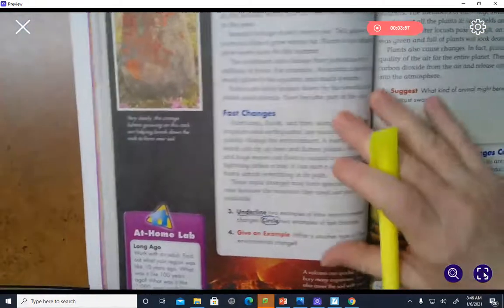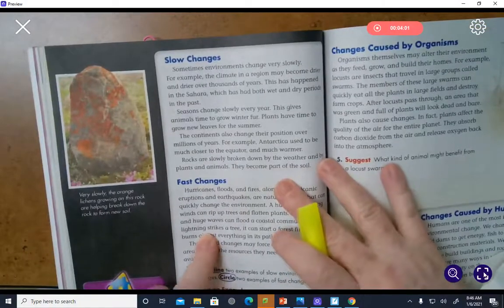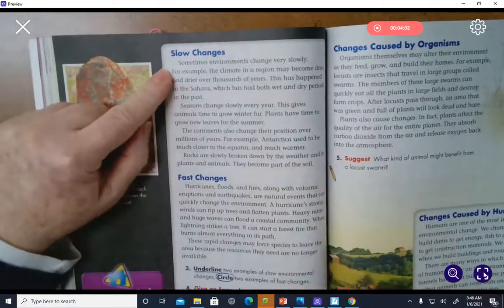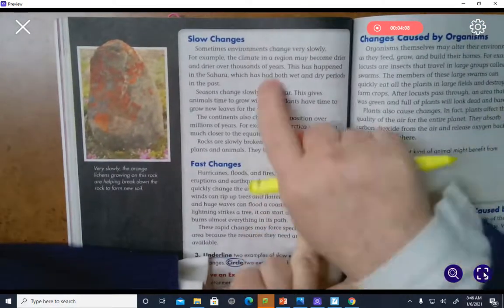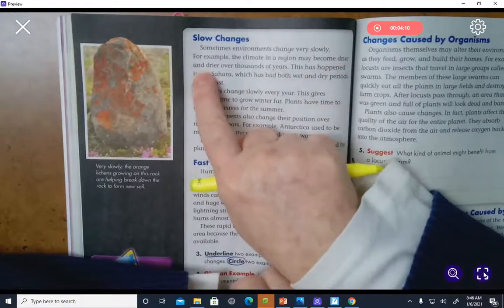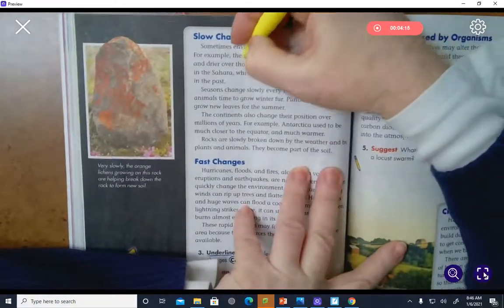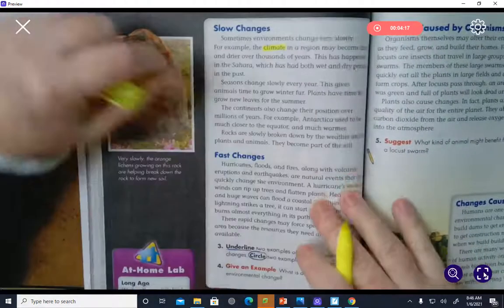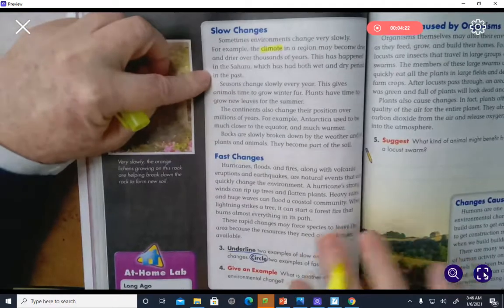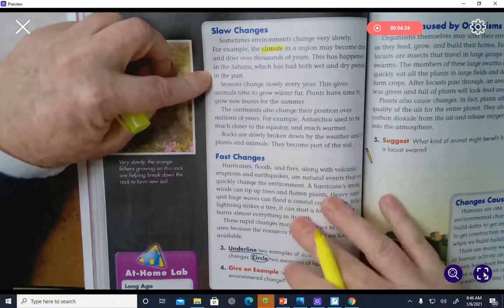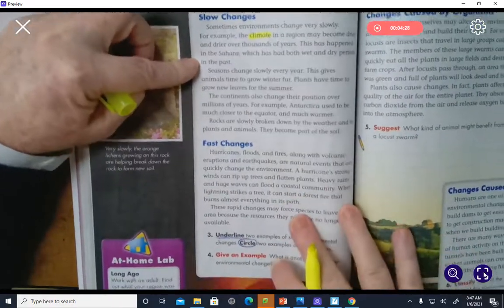So there are 2 types of changes. There are slow changes and fast changes. Sometimes environments change very slowly. For example, the climate in a region may become drier and drier over thousands of years. So we have climate change. This has happened in the Sahara, which has had both wet and dry periods in the past. Think about Ohio. It used to be a big swamp, which is why we have lots of coal in Ohio.